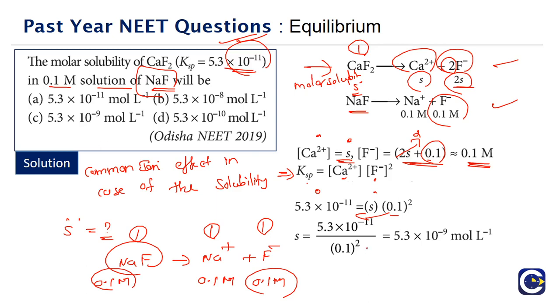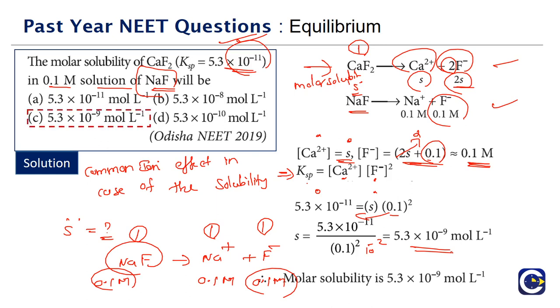So 0.1 square is like 10 power minus 2 in the denominator. So overall we will have 5.3 into 10 to the power of minus 9 mole per liter. So what is the correct answer for this? The correct answer is option C.